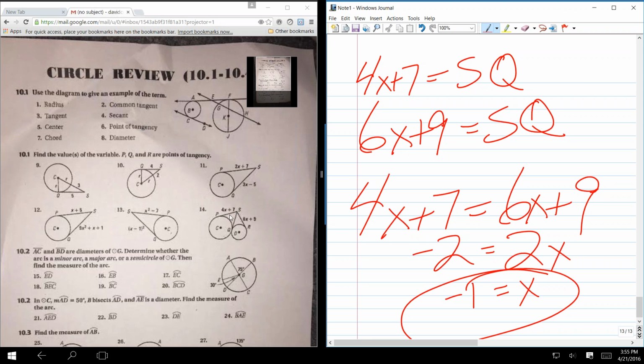The length of that line is now 3. And when I plug in x equals minus 1 here, the length of that line is 3. So as long as I get a dimension that's positive, there is nothing wrong with negative x values. The only thing that's wrong is when you get a negative dimension. You cannot have negative dimensions, but you can have negative variables.